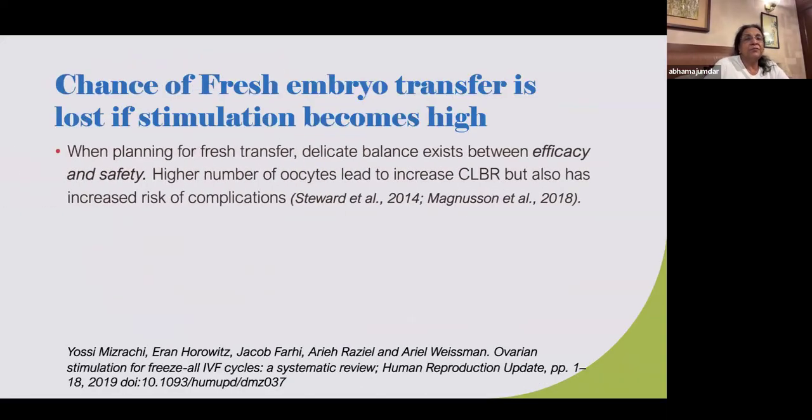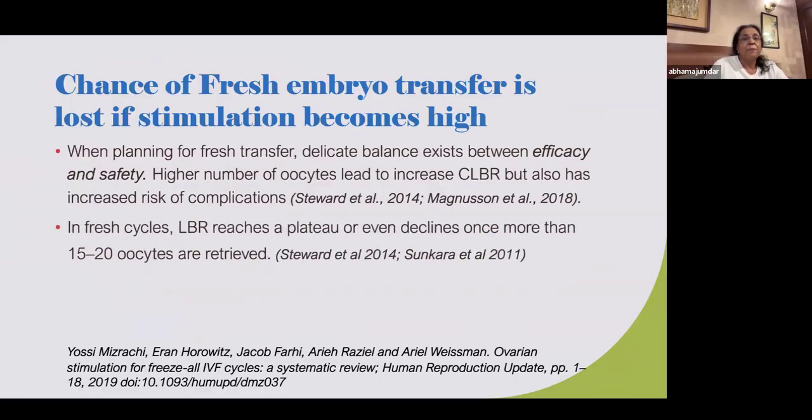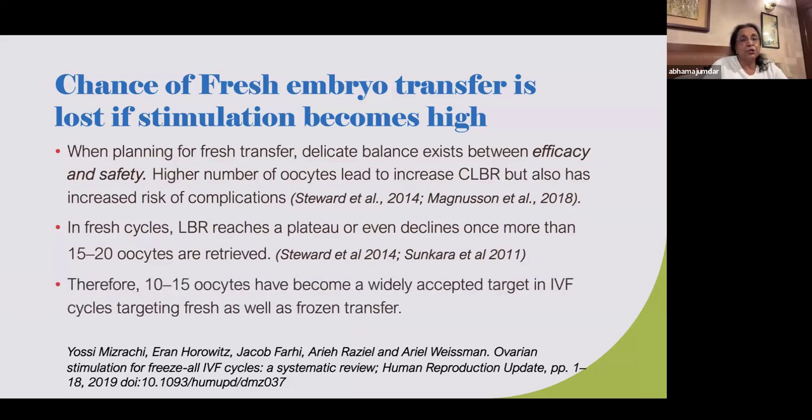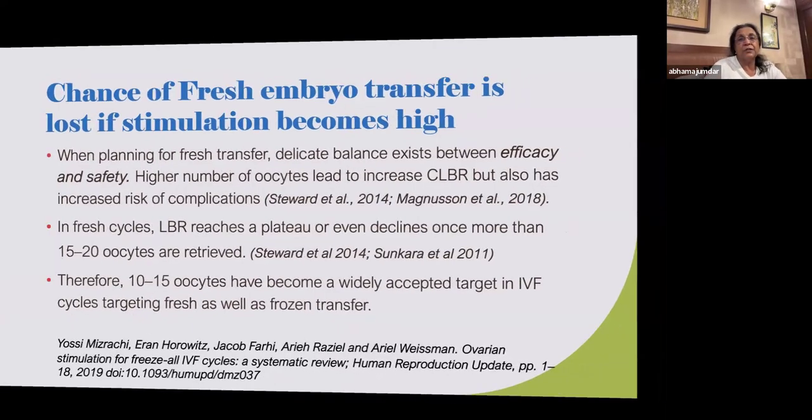So if stimulation becomes high when planning for fresh transfer, there is a very delicate balance between efficacy and safety. A higher number of oocytes leads to an increase in cumulative live birth, but also has an increased risk of complications. And there is a plateau or even decline once more than 15 to 20 oocytes are retrieved. Some people said when too many oocytes are retrieved, the live birth rates don't increase anymore. Therefore, 10 to 15 oocytes have become a widely accepted target in IVF cycles, targeting fresh as well as frozen transfer.